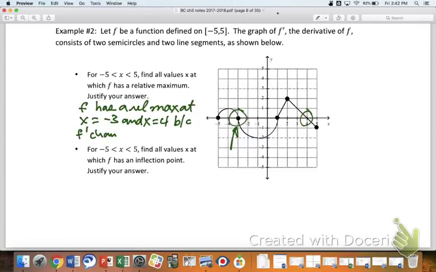You know what? I didn't put this yet. I want to make sure I write this down. I'm going to say f prime equals 0 and changes from positive to negative at those points.